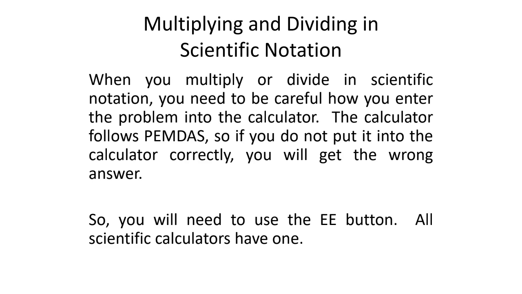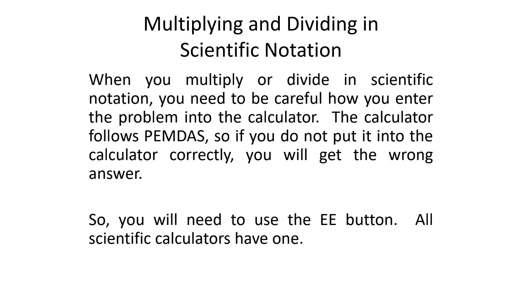Okay, let's talk about multiplying and dividing in scientific notation. When you multiply or divide in scientific notation, you need to be careful how you enter the problem into the calculator. The calculator follows PEMDAS. In other words, if you're dividing, let's say 1.2 times 10 to the 5th divided by 3.3 times 10 to the negative 2, it's actually going to multiply, then divide, but then it's going to multiply again because it saw that times sign. So it doesn't know that it's the scientific notation number.